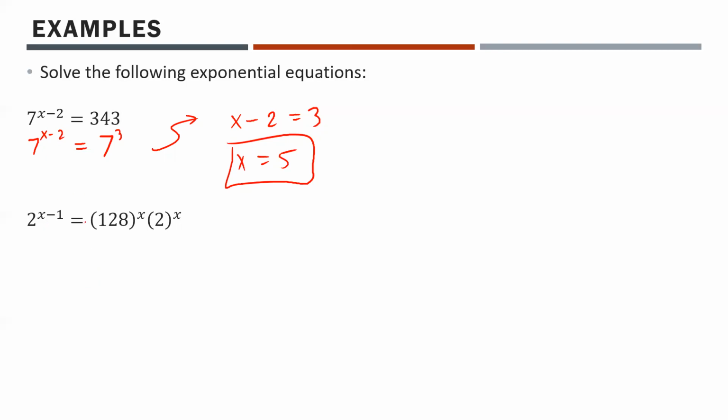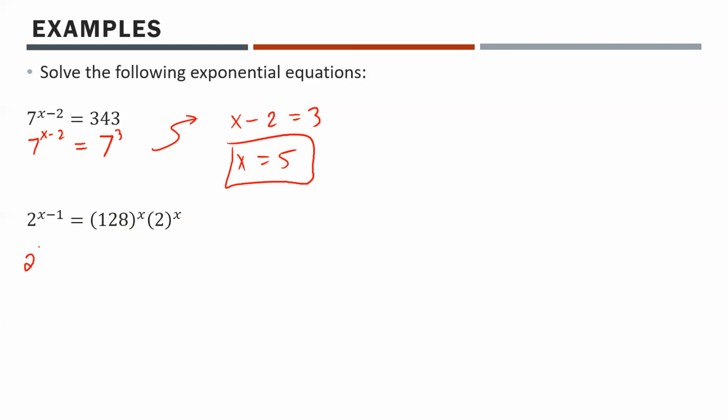2 to the power of x minus 1 equals 128 to the power of x times 2 to the power of x. Well, let's get a common base here on both sides. I know there's 2 different exponents or 2 different powers going on right here. Don't worry about that though. If we can get it to have the same base, we're good to go. 128, I'm pretty sure, is 2 to the power of 7. Yes, it is. I just checked.